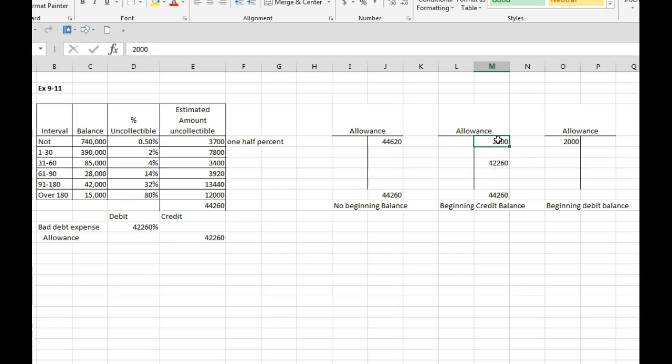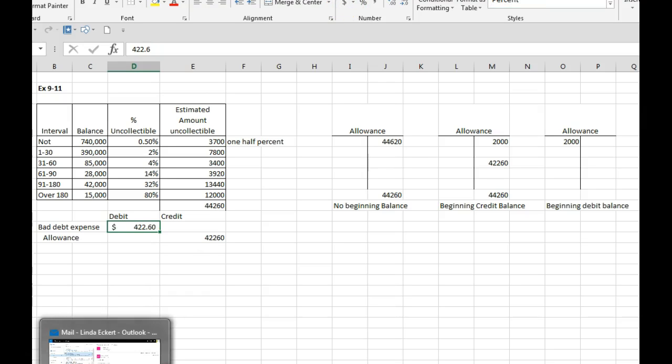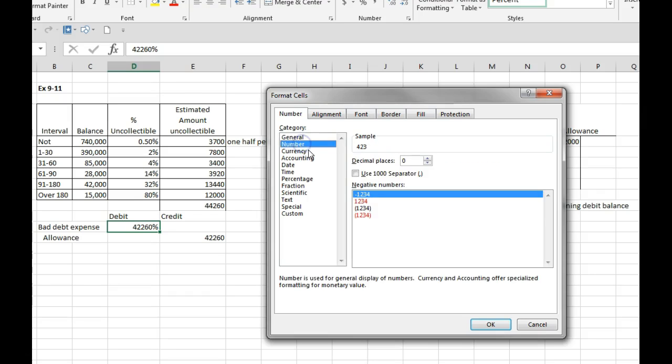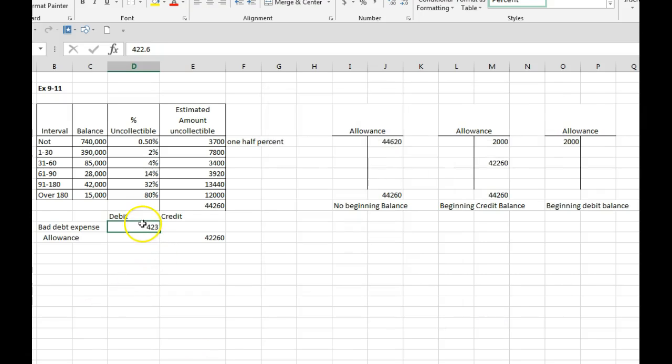See that? So that makes the bad debt expense not there. No, that's not working. Let's come back to this. I just want that to be a regular number. Can you guys bear with me while I fudge around with this? Just a number. And I want it to be 44,260. There you go. Okay, now I'm happy. Makes more sense. Actually, it's 42.